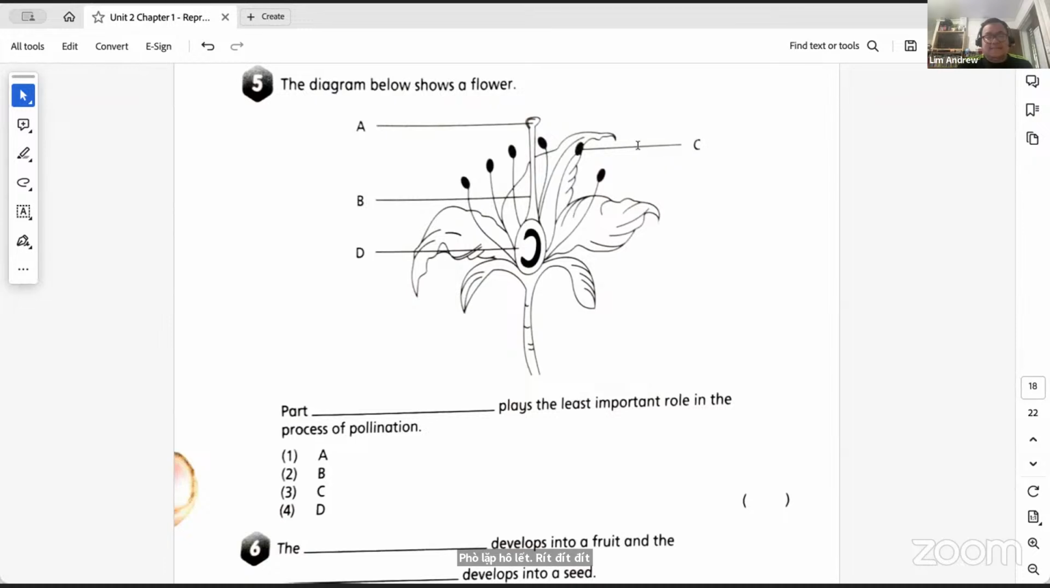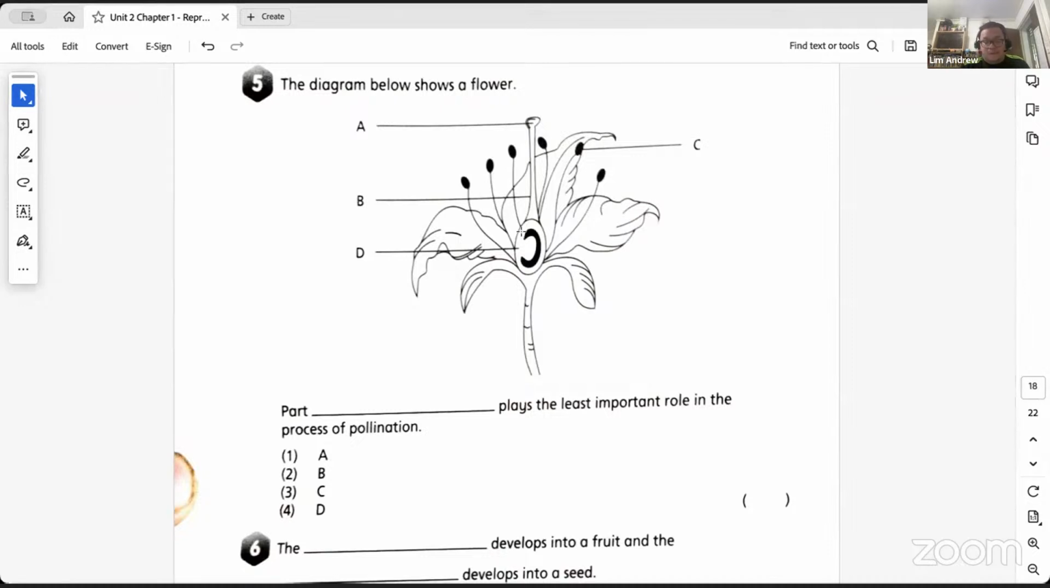So in this case, C is actually anther, where it produces the pollen grain. A is actually stigma, where the pollen grain will start on the stigma. Then B is actually the style, whereby the pollen grain will grow the tube into the ovary, whereas D is the ovary. So part D is the ovary, which only develops into a fruit after fertilization.